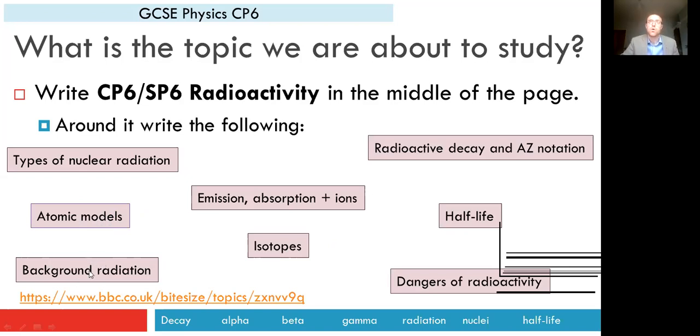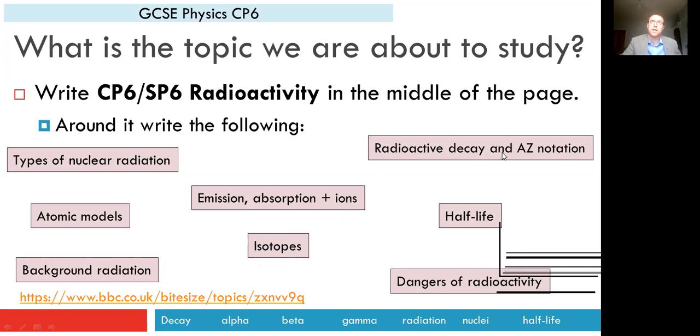Background radiation. What is it? And where does it come from? Emission, absorption, and ions. How do atoms absorb and emit electromagnetic radiation? Also, what is an ion and how do atoms become ions? Isotopes. What is an isotope? Just a definition, and maybe give some examples of isotopes. Find, for example, the different isotopes of hydrogen or of carbon.